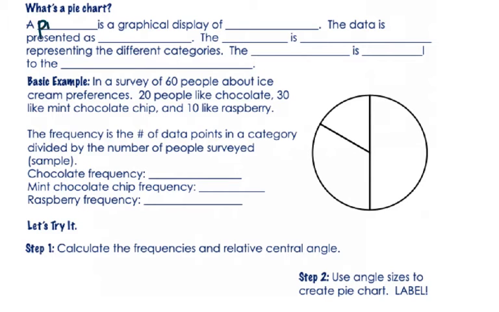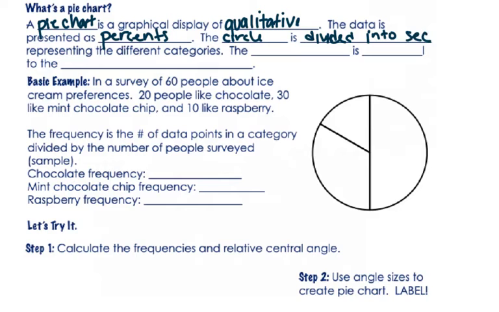So a pie chart is a graphical display of qualitative data. Which means it's not like numbers. There's going to be percentages, but you're looking at something other than numbers. The data is presented as percents, so that's where your numbers are going to be. All right. The circle, because it's always a circle, it's a pie, is divided into sections, representing the different categories that you're talking about.